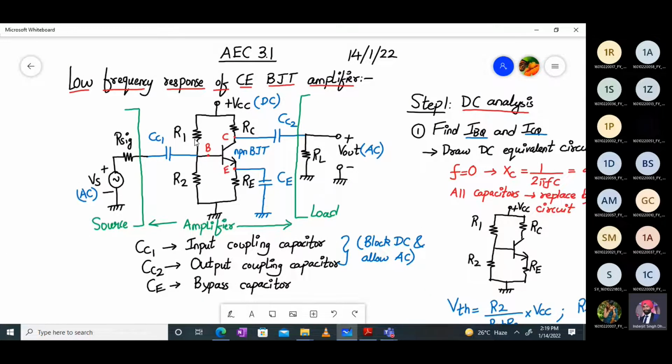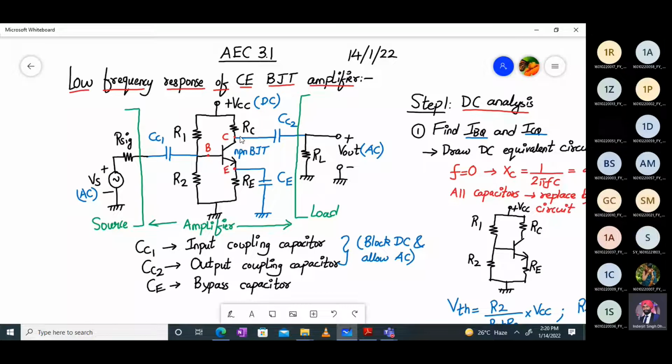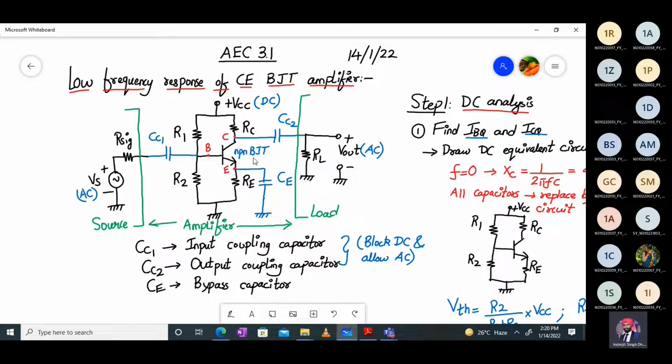If you look carefully, R1 and R2 are my biasing resistors, which will make sure that a DC voltage reaches the base terminal. RC is the collector resistance. These resistances will make sure that your NPN BJT is biased in the forward active region so that it is eligible to behave as an amplifier.